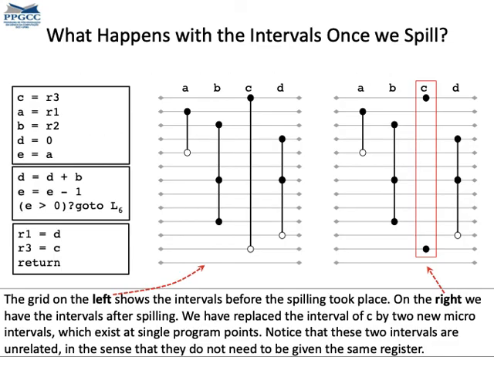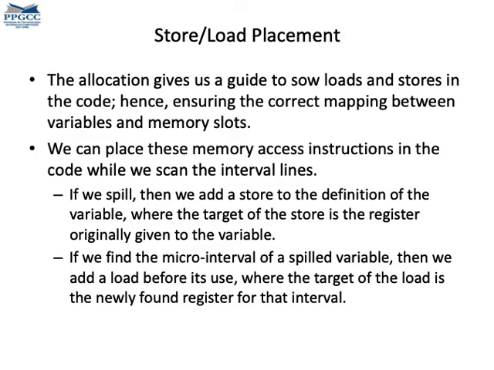As an example, if we spill variable c in this case, then we replace its interval with two micro-intervals, one for the definition and another for the use. If we spill, then we add a store right after the definition of a variable, following the spill everywhere approach. Once we find any micro-interval associated with that variable, we place a load right before it. Stores and loads perform the movement of variables to and from memory.